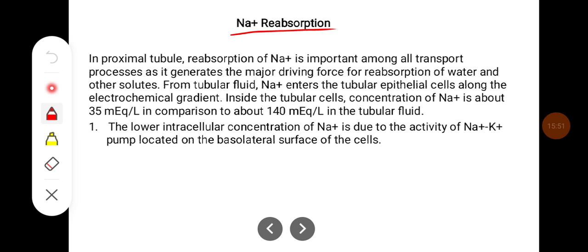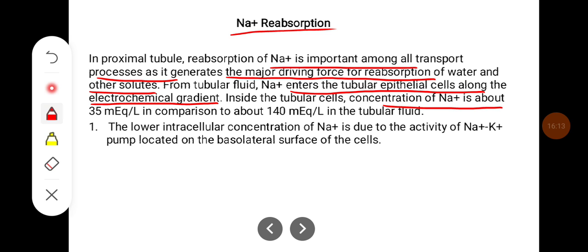Coming to sodium reabsorption. In the proximal tubule, reabsorption of sodium is important among all the transport processes as it generates the major driving force for reabsorption of water and other solutes. From tubular fluid, sodium enters the tubular epithelial cells along the electrochemical gradient. Inside the tubular cells, concentration of sodium is about 35 milliequivalents per liter in comparison to 140 milliequivalents per liter in the tubular fluid.